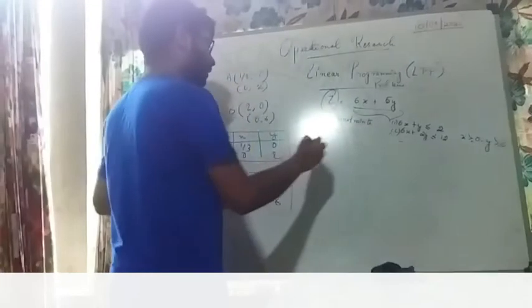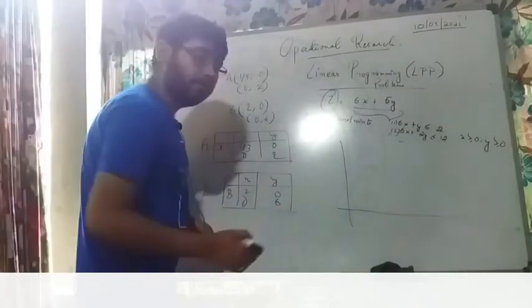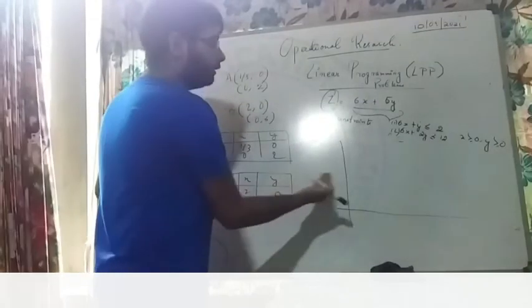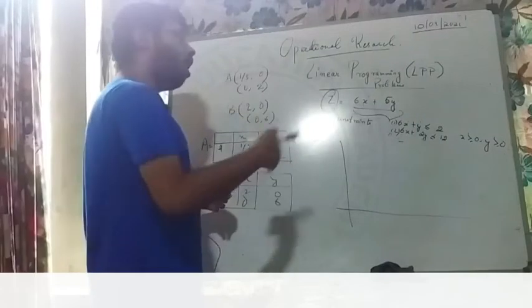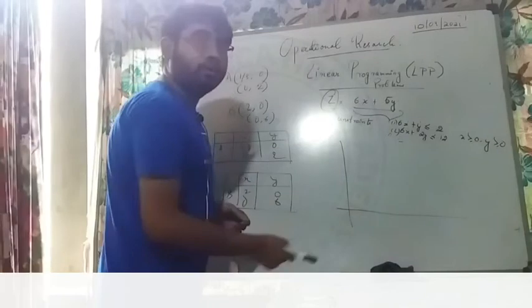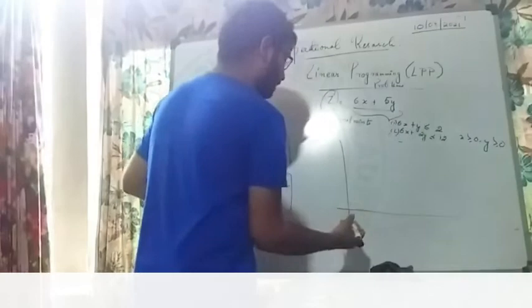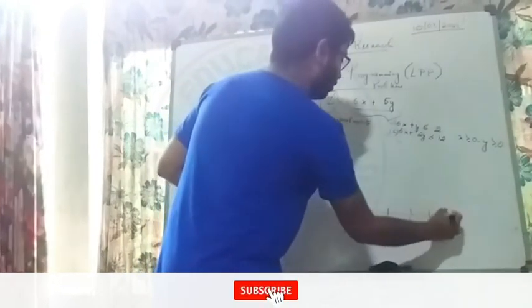Now, let's draw the graph. As you can see, the values of x and y are both positive, so we will take only the first quadrant. We will not take the second, third or fourth quadrant, where either x or y or both are negative. So starting from 0, say it's 1, 2, 3, 4, 5 and 6.